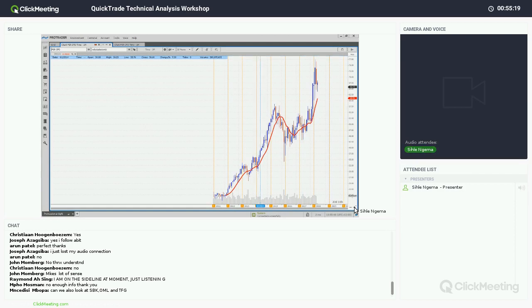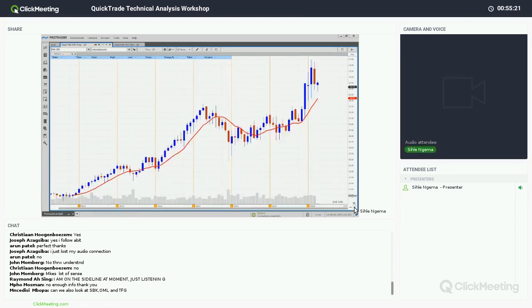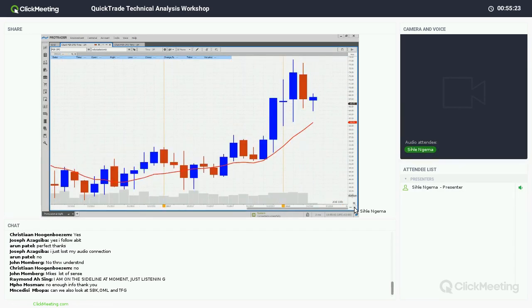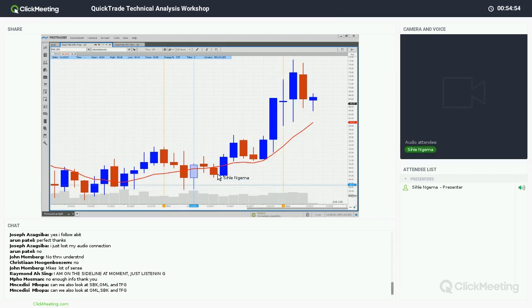Okay, this is the first trend. First step, we check our monthly. What is our monthly saying? Our monthly is saying that we should remain long on FSR. It's still on a buy signal. The first buy signal we got in April 2017. Second one was in July 2017.